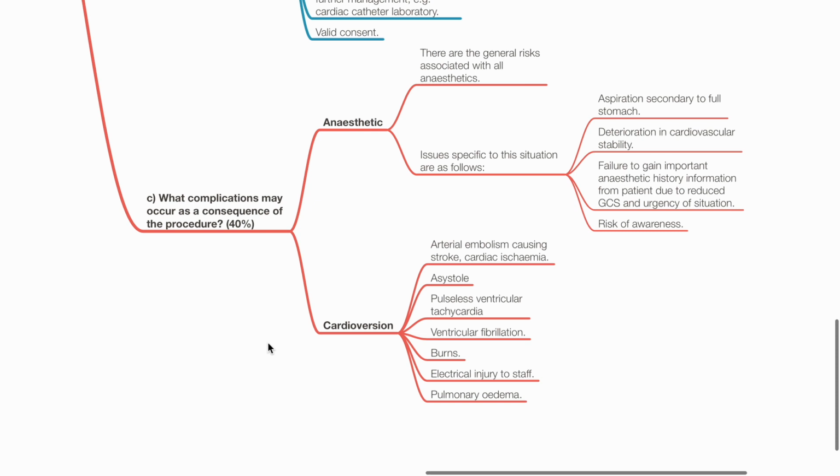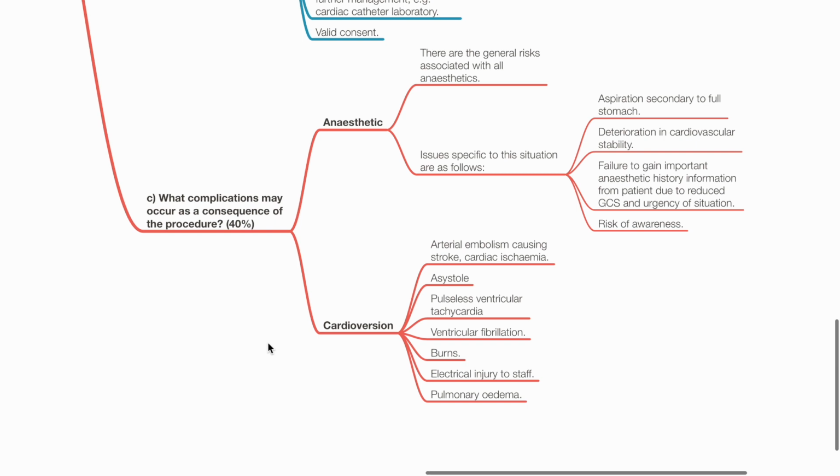C. What complications may occur as a consequence of the procedure? Anesthetic complications include the general risks associated with all anesthetics. Issues specific to this situation include aspiration secondary to full stomach, deterioration in cardiovascular stability, failure to gain important anesthetic history information from the patient due to reduced GCS and urgency of situation, and risk of accidental awareness during general anesthesia.